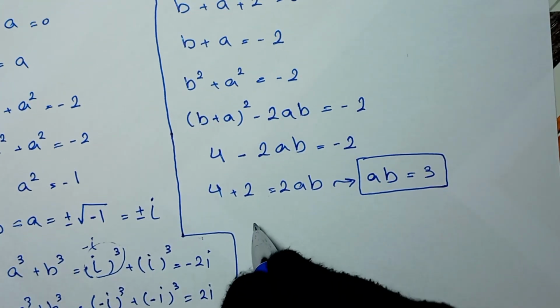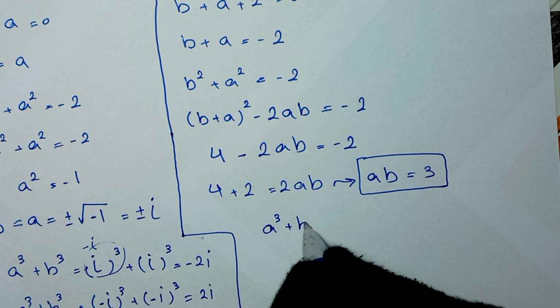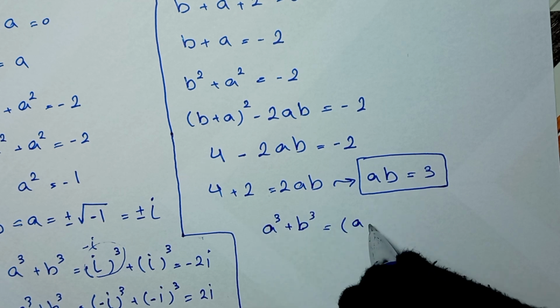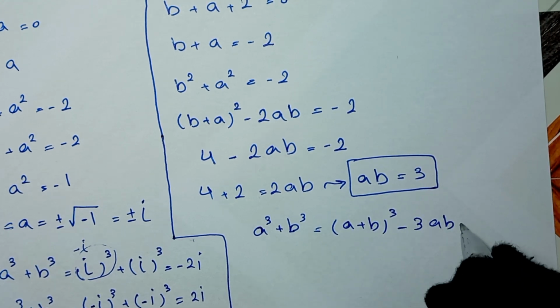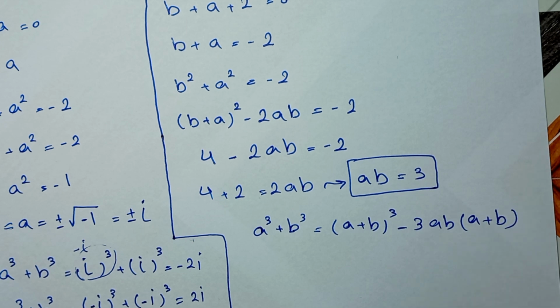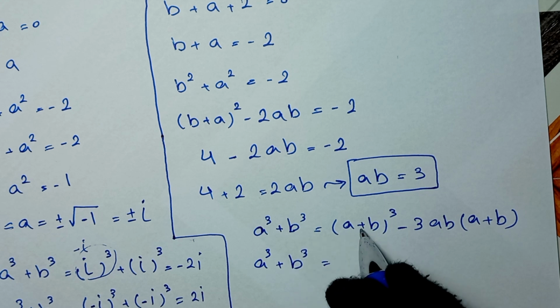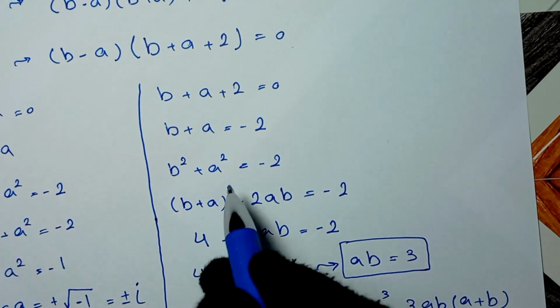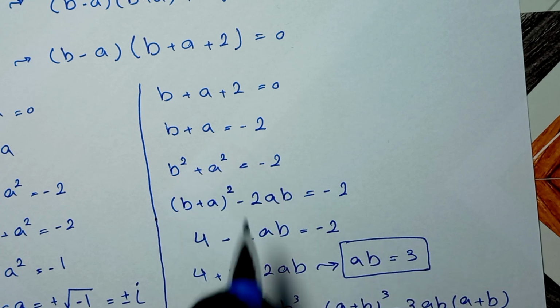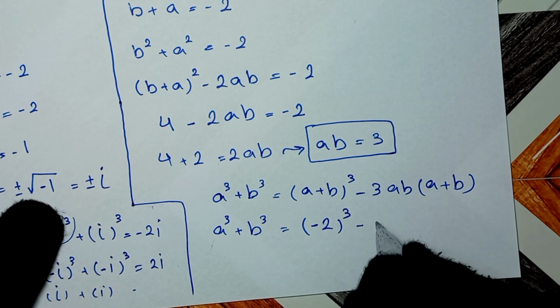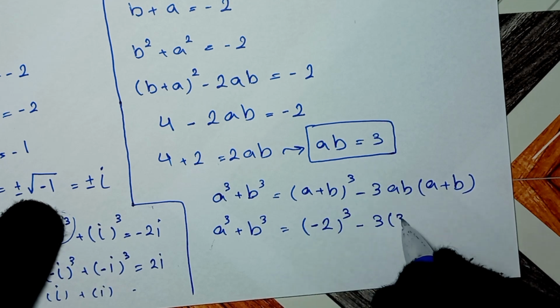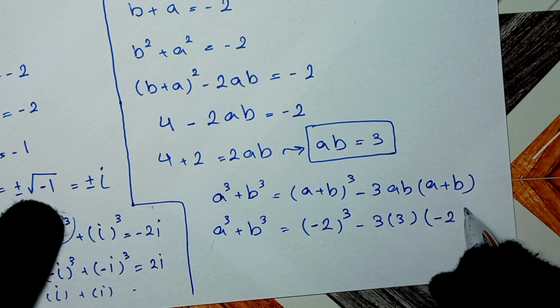And in here, also we want to find the a cube plus b cube. And we can write a cube plus b cube as a plus b to power of 3 minus 3ab times a plus b, right? And a plus b from here is negative 2, right? So we write this as negative 2 to power of 3 minus 3ab, and ab is 3 and times a plus b is negative 2.